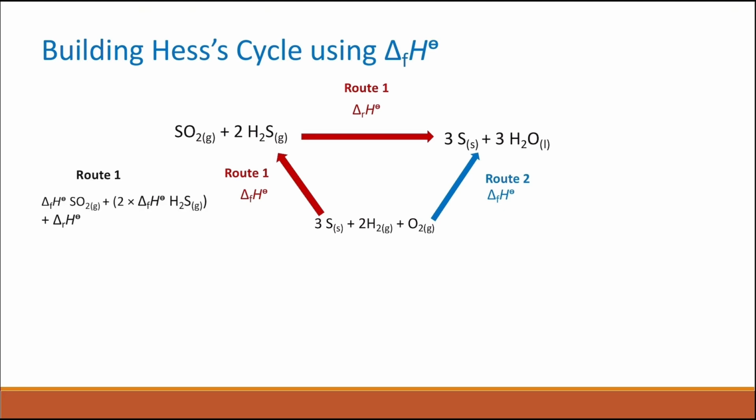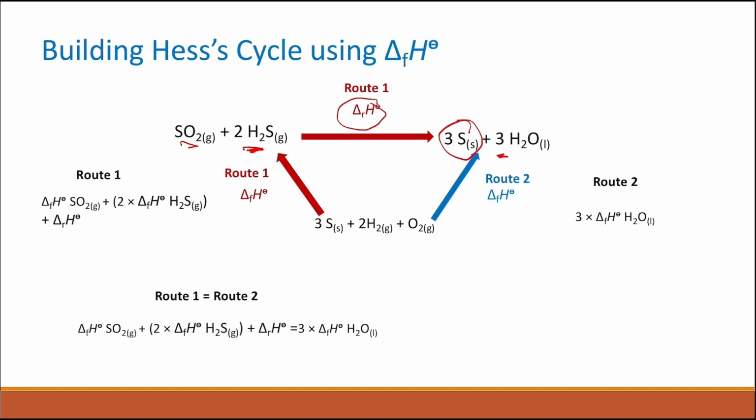Route one will give you the enthalpy of formation of sulfur dioxide and two times the enthalpy of formation of hydrogen sulfide because we have two moles. And route two, in addition, of course, to the enthalpy of the reaction, which is missing, will be three times the enthalpy of formation of water, and this is an element, it has zero enthalpy of formation. Route 1 equals route 2.